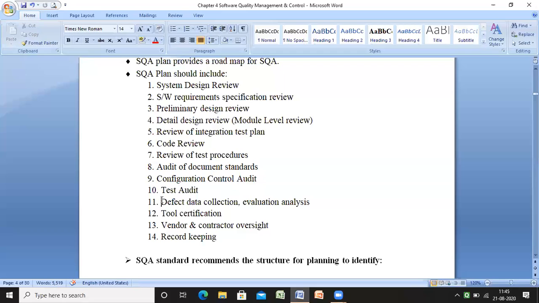Now again, the defect data collection and evaluation analysis. What does that mean? Suppose I get an error, how am I going to solve it? First of all, how did I get that error? That means finding the root cause of that error. Why did this error arise? What are the loopholes? Is it a technical fault or a functional error? We have to find that data and keep a different register for it, just like we did with the risk register. So defect analysis is also part of it.